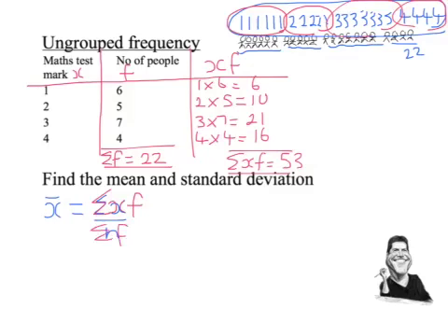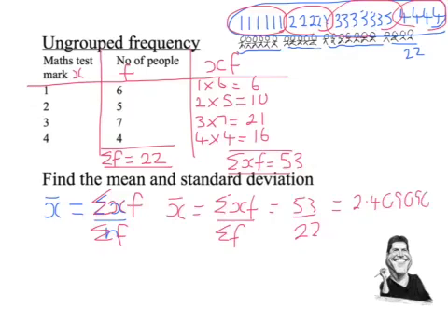In fact, that's looking a bit messy, isn't it? Let's write it out again. The sum of XF over the sum of F. So it's 53 over 22. And again, we're going to write it all out. It's 2.409090909, which rounds to 2.41 to 3 sig figs.